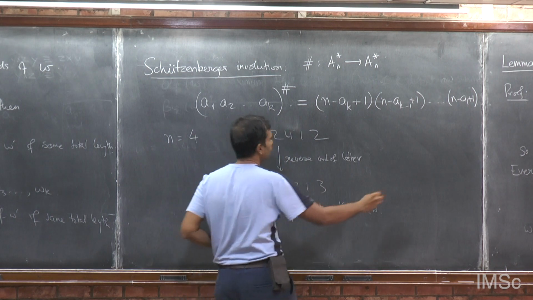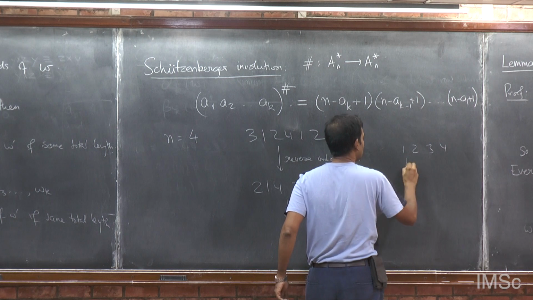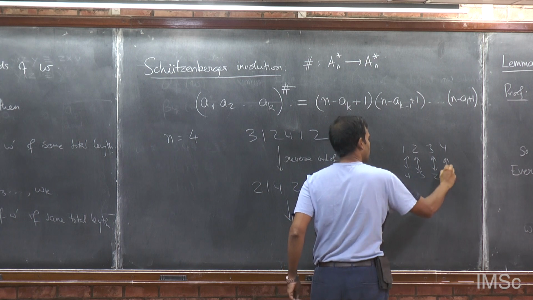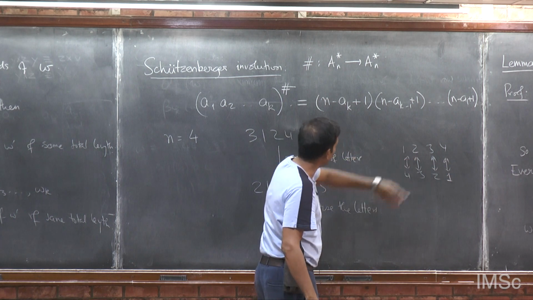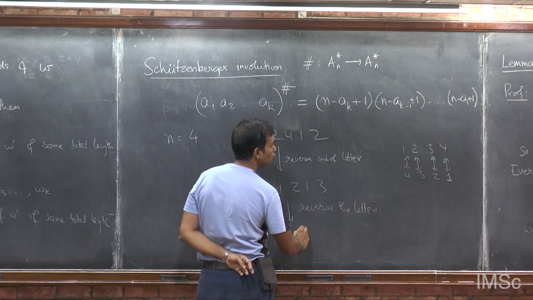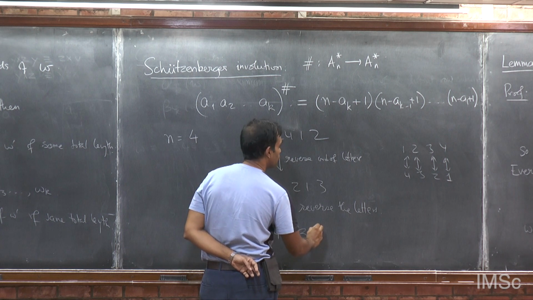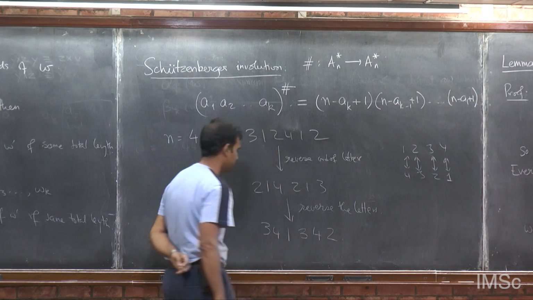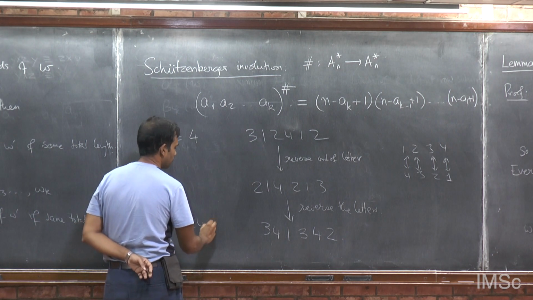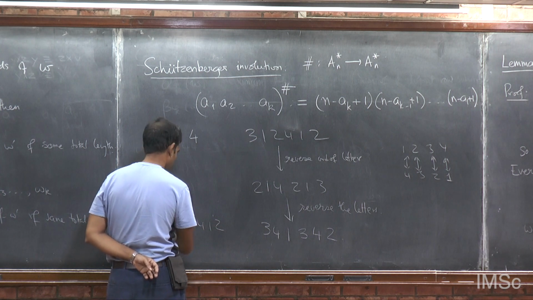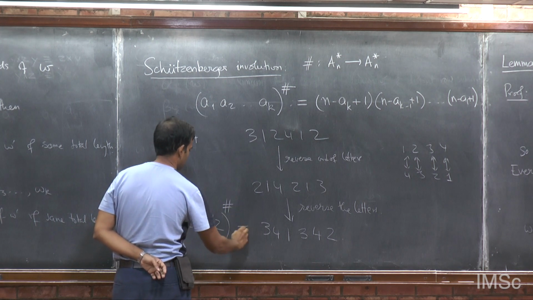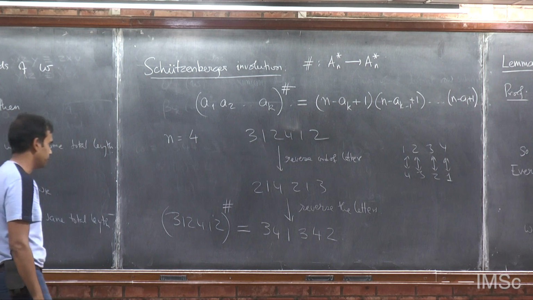And so what is that? I have 4 letters, 1, 2, 3, 4. These become 4, 3, 2, 1. So whenever I see 1, I put 4. Whenever I see 2, I put 3, and so on. So 2 becomes 3, 1 becomes 4, and 3 becomes 2. So 3, 1, 2, 4, 1, 2 hash is 3, 4, 1, 3, 4, 2.